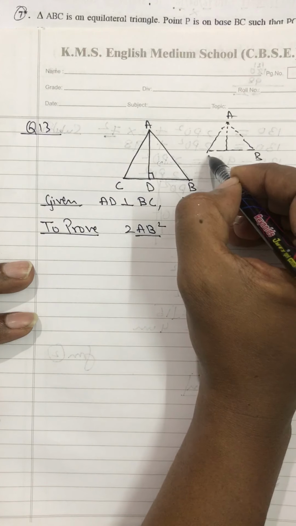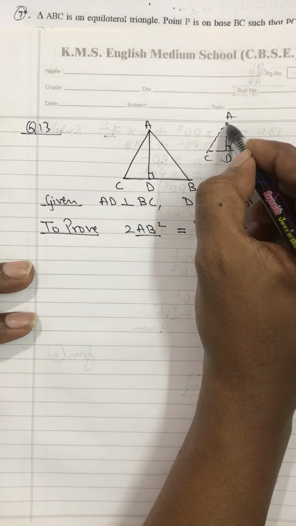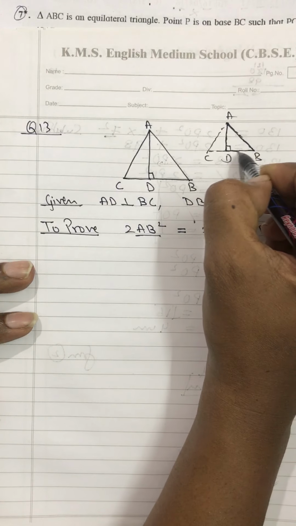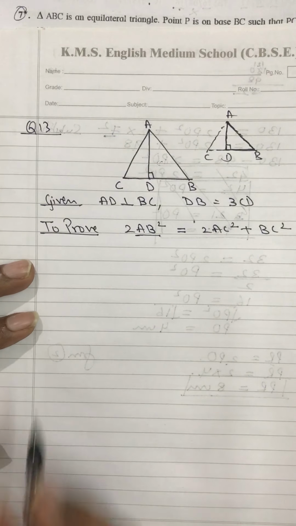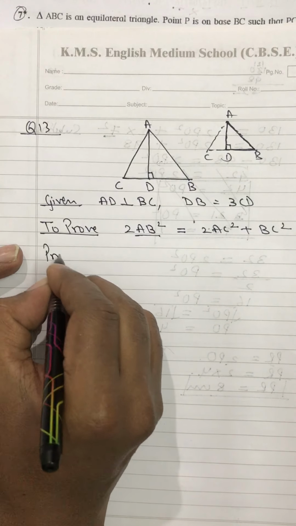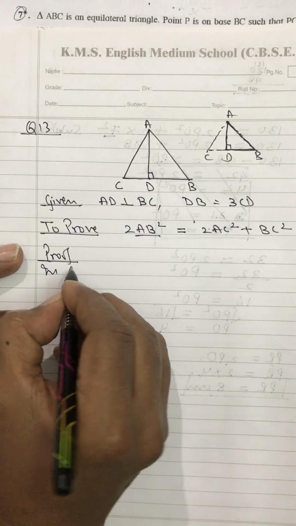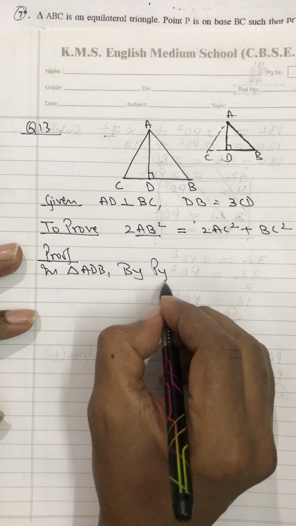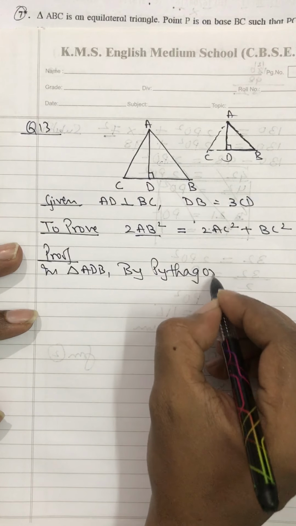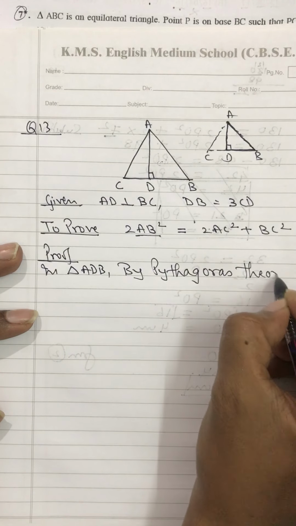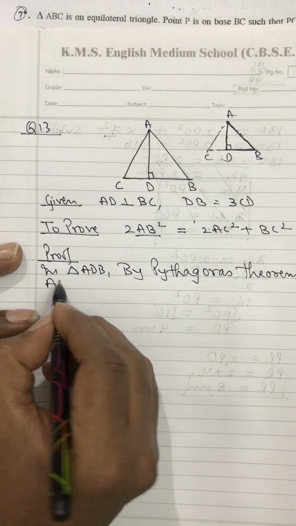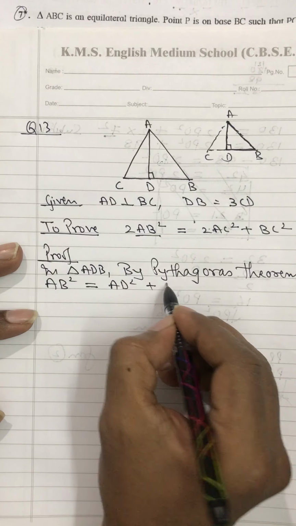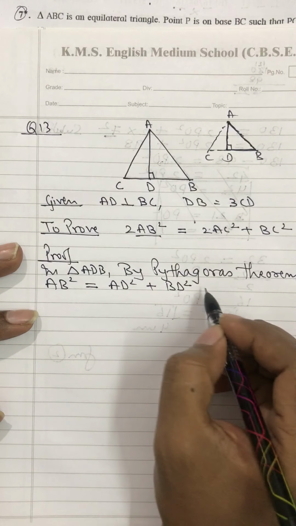A, B, C, D. This is a 90 degree. AB square you will get from here. From this triangle you will get AB square because that is a 90 degree triangle. In triangle ADB by Pythagoras theorem, you will get AB square is equal to AD square plus BD square. This is your main equation.